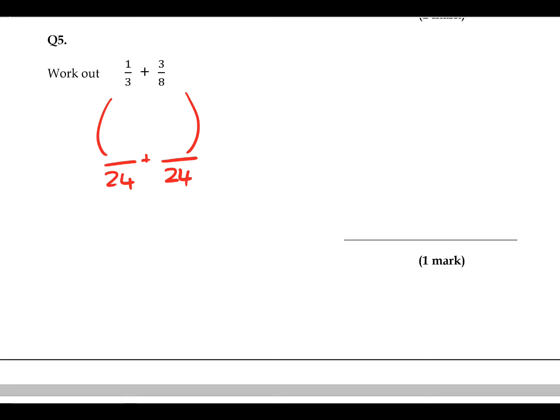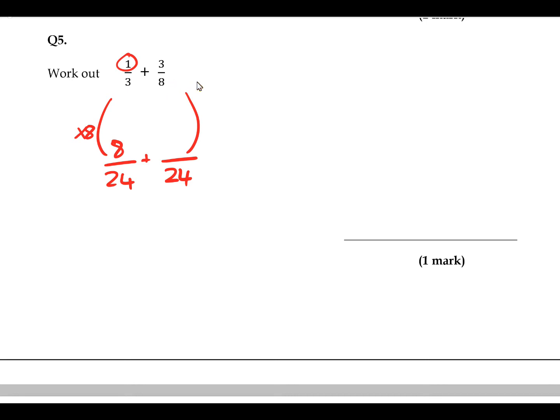So all we need to do is ask ourselves, how did I get from 3 to 24? Well, I multiplied the 3 by 8 to get the 24. I do the same for the numerator. So 8 over 24 is the same as 1/3. Our value of our fraction hasn't changed. We've just changed the way it looks.